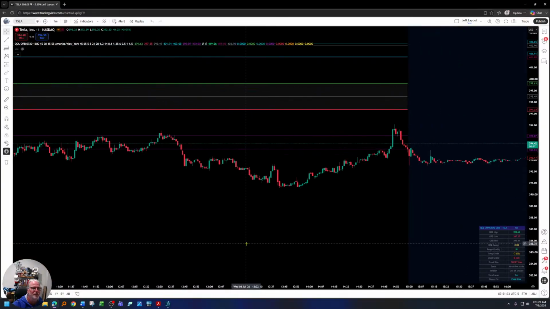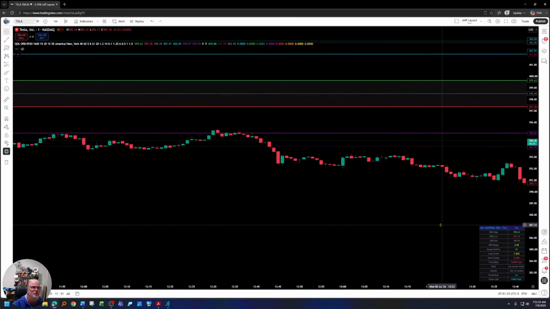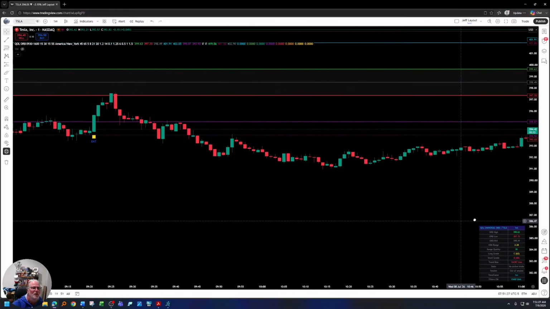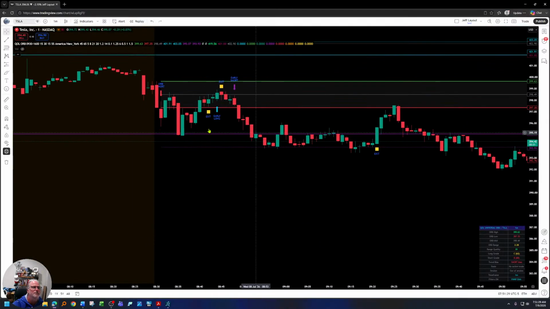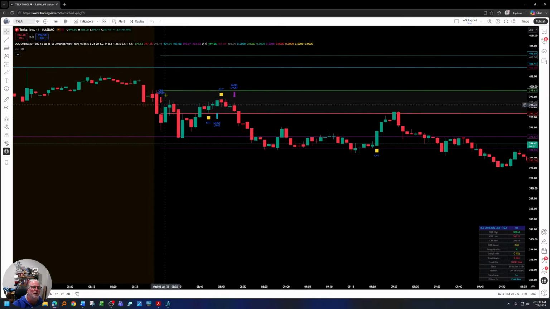Let me see if I can do a better job at showing everybody this. So it plots your opening range for you every morning. And then it gives you your price targets, the first price target on the upside, the second price target on the upside, as well as on the downside. Here is your purple line. That's your first price target on the downside. And then your light purple line here, your second price target.